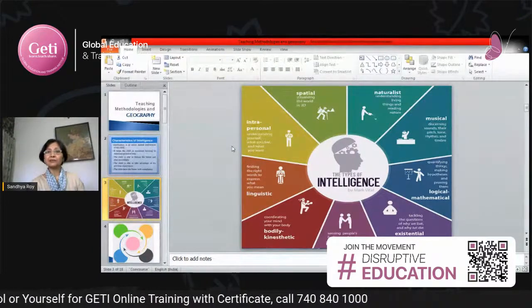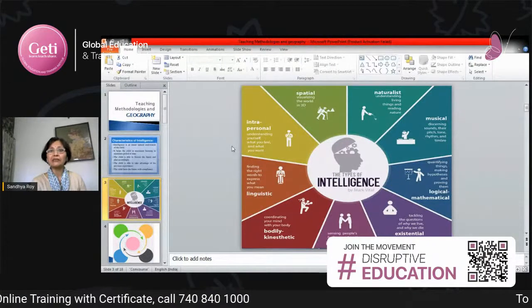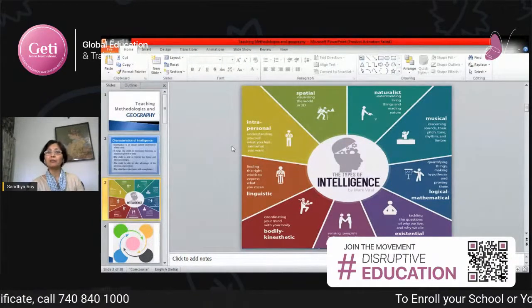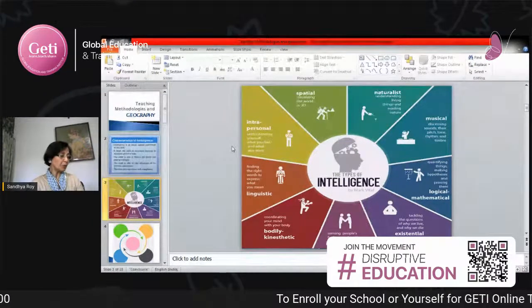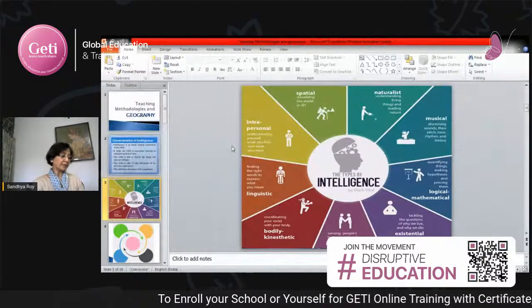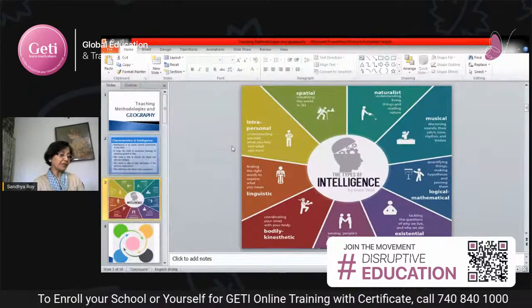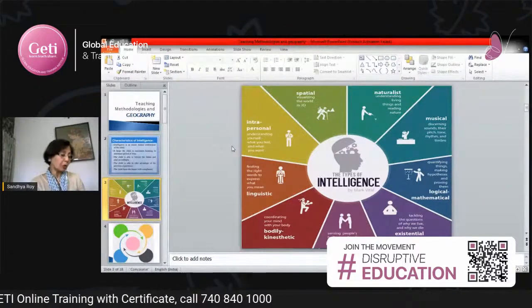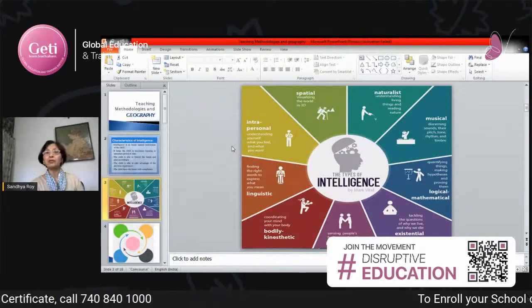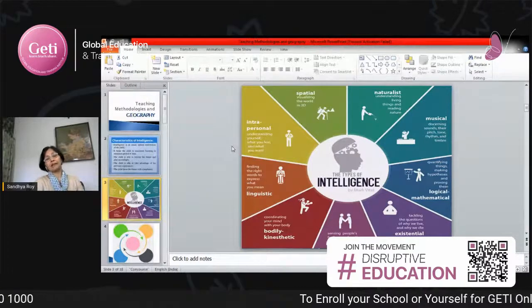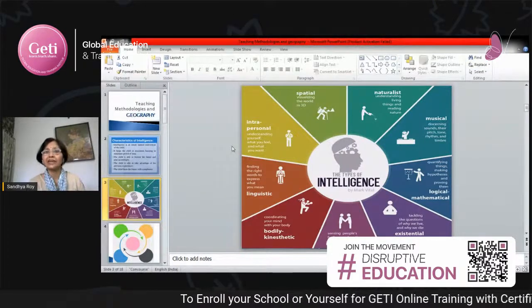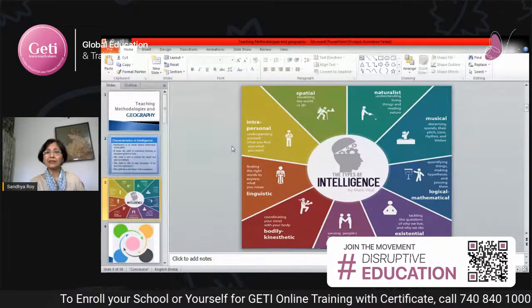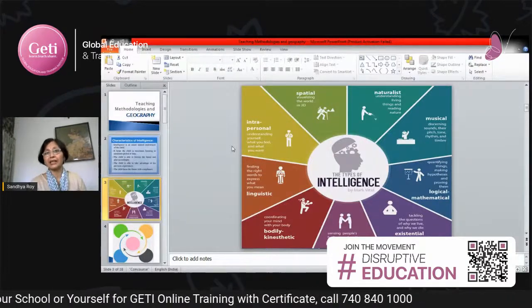Then the next point is musical. Some of the students are more musical. They learn more when they are listening to music, or they are rhythmic, or with the help of some couplets, or because of the dohas, they are able to learn very well. So sometimes we have to understand the child, and then we have to work. This is the way we can help the child to learn.